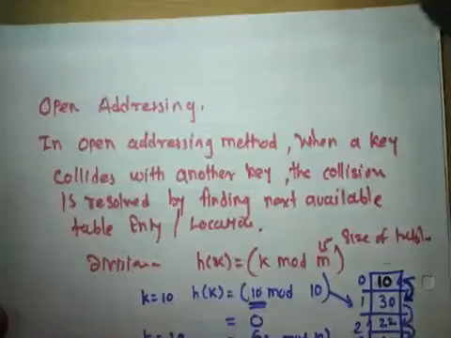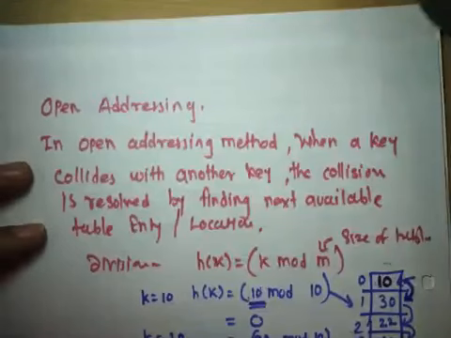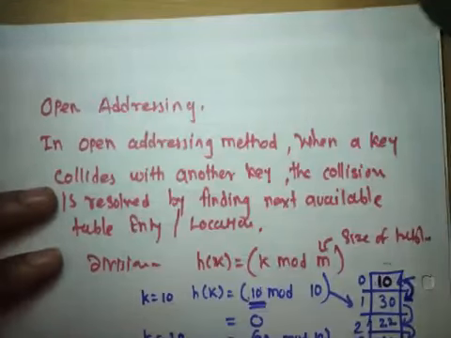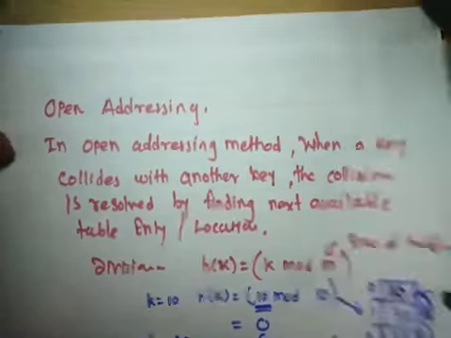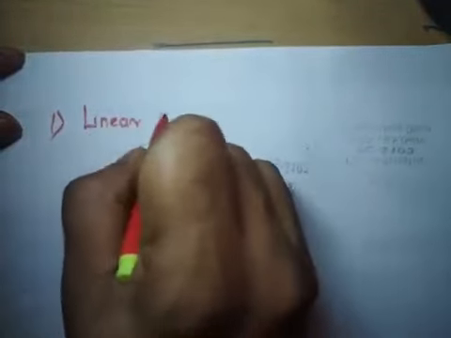So let's start with open addressing. In the open addressing method, when a key collides with another key, the collision is resolved by finding the next available location or table entry. So let's take linear probing, the first collision resolution technique in open addressing.